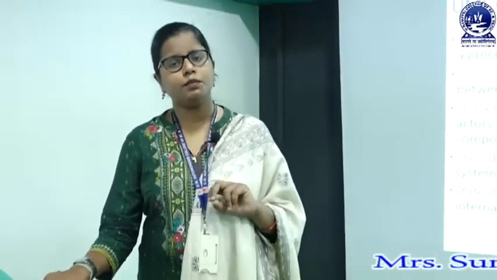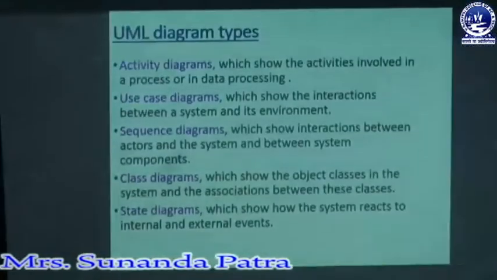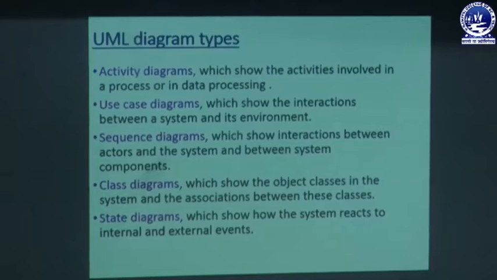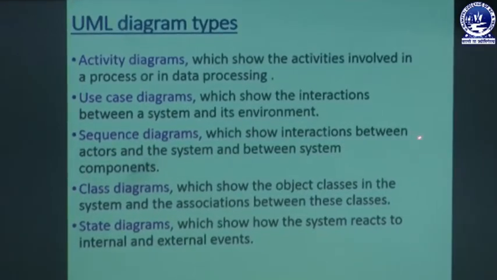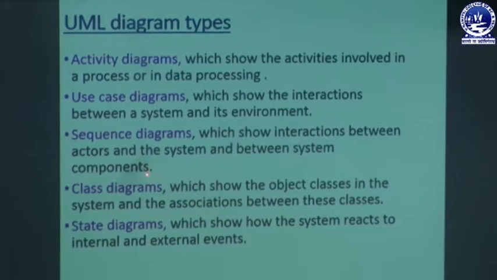And for the system perspective, the first one is the external perspective, where it can show in which environment my system is going to run. That can be represented by a special diagram, that is the context diagram. The third diagram is the sequence diagram. In the sequence diagram, it shows the interaction between the actor and the system and between the system components.